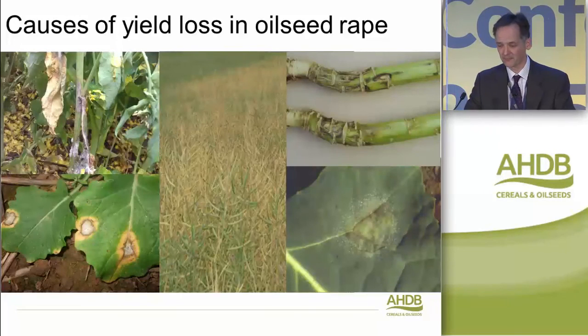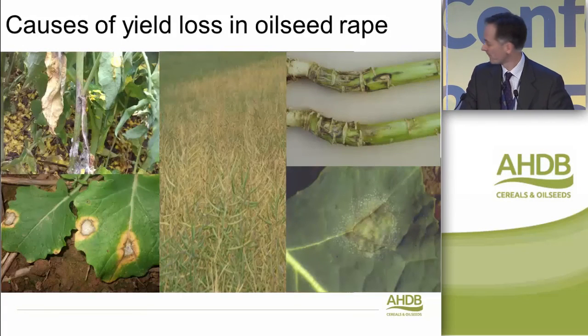Moving on to look at rape briefly. Some photos here of some of the different diseases of rape. I'm sure you're all very familiar with them. The centre one there is actually a crop affected by Sclerotinia, what I think is probably one of the most decimating diseases that can occur in a rape crop. Thankfully, it doesn't occur that commonly.